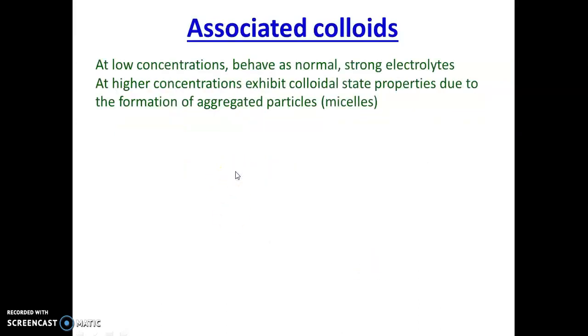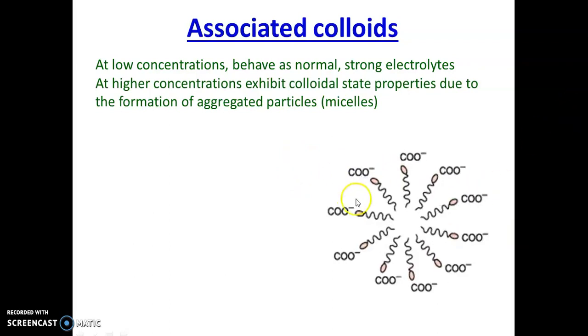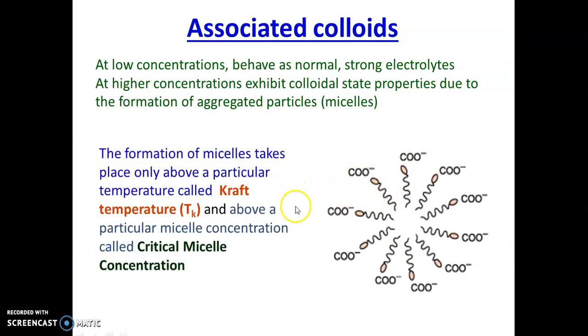Next is associated colloids. Associated colloids are special types of colloid. At low concentration they behave as normal electrolytes, but at higher concentration they exhibit colloidal properties because of the aggregation of particles. Simple example is soap. We have already known about micelle formation, but a particular temperature is required for micelle formation, that is known as Kraft temperature, and a minimum concentration is required, that is known as critical micelle concentration or CMC. That is the micelle of soap.